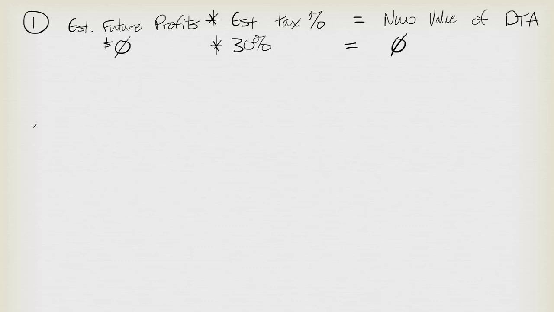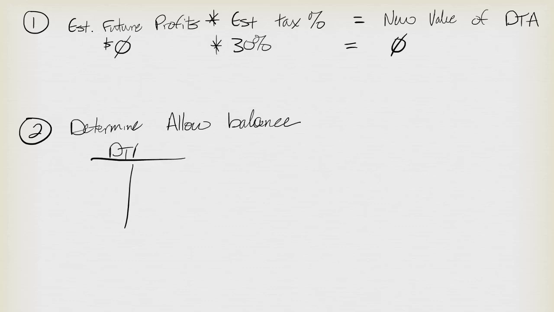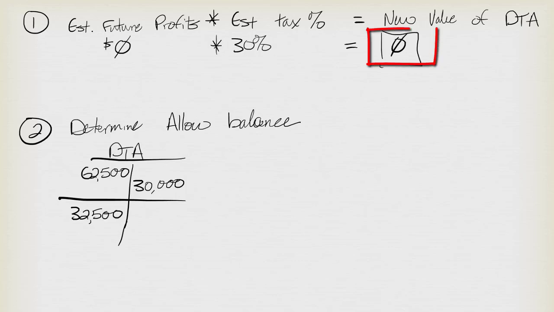That's step 1. Step 2 is to determine the allowance balance. That gives us this new value. So let's take a look at our T account. Our deferred tax asset was $62,500. We used up $30,000 of it in year 4. So our balance is $32,500. We think it's worth 0. So I need an allowance that will allow me to get to 0.